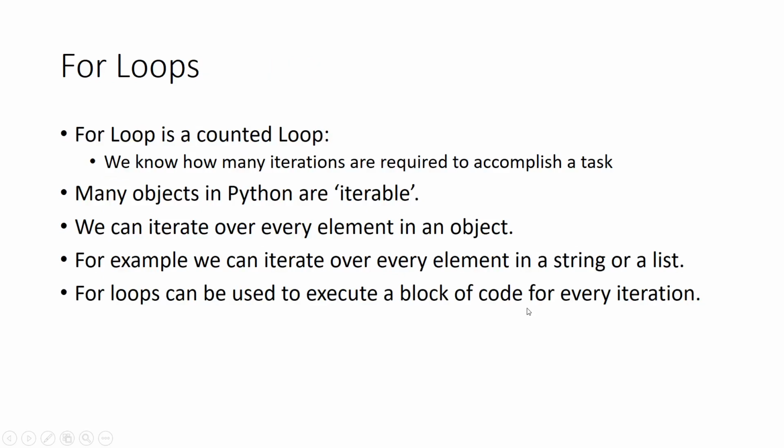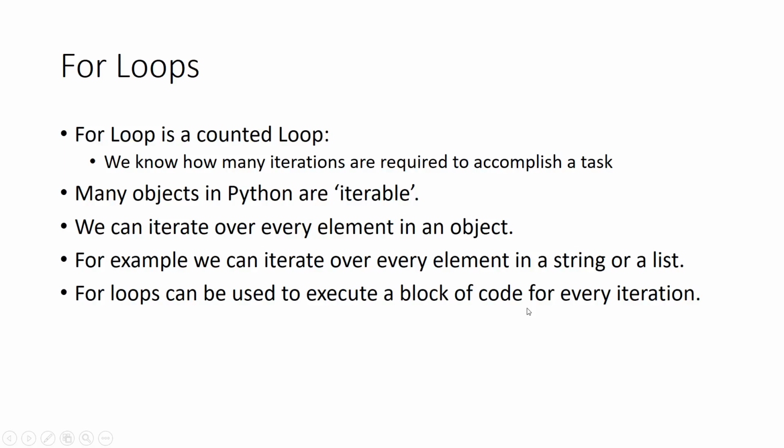The difference between a for loop and a while loop is that a for loop is a counted loop. So we essentially know how many iterations are required to accomplish a task. The objects on which for loops work, just like in the case of while loops as well, is that we will iterate over an iterable, that would be a list, a range of numbers or a sequence of numbers, or even strings, right? So we can iterate over every element and then manipulate or do some computation using those iterables. That's the idea of a for loop.